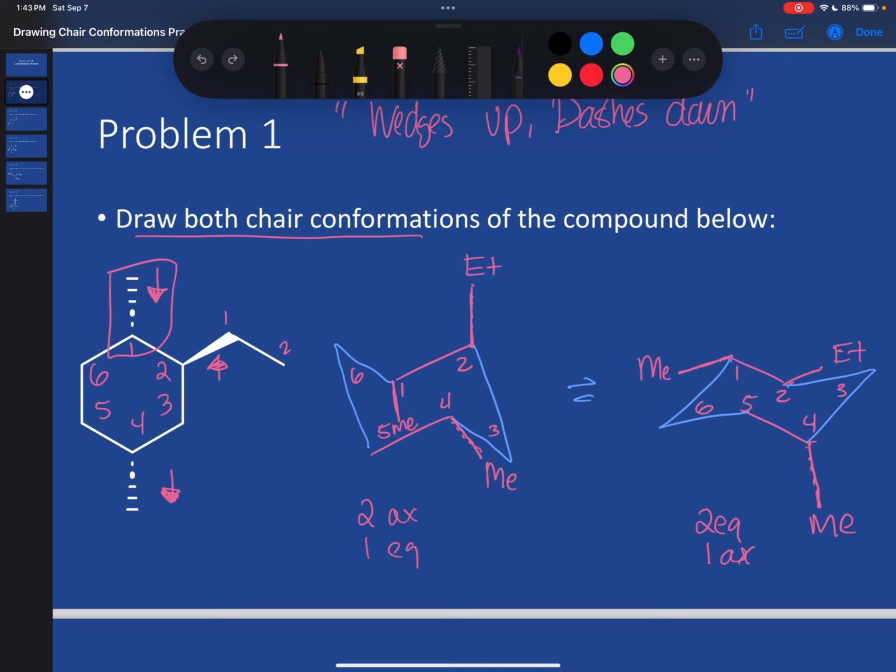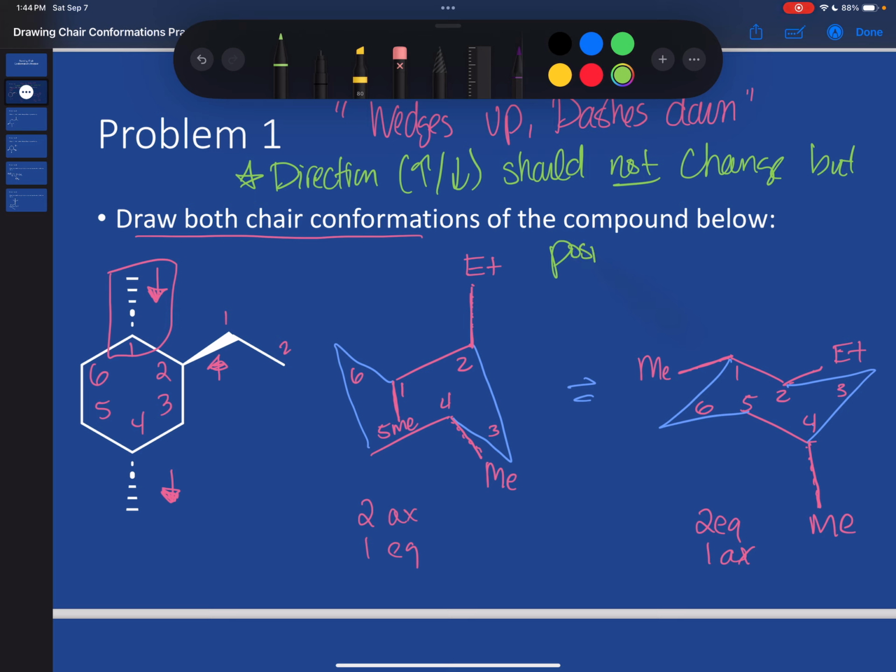The thing to remember with that is your direction, which is up versus down, should not change, but your position should. And when we say position, we mean axial, equatorial. That is supposed to change. That's how you know that you have done the flip correctly.